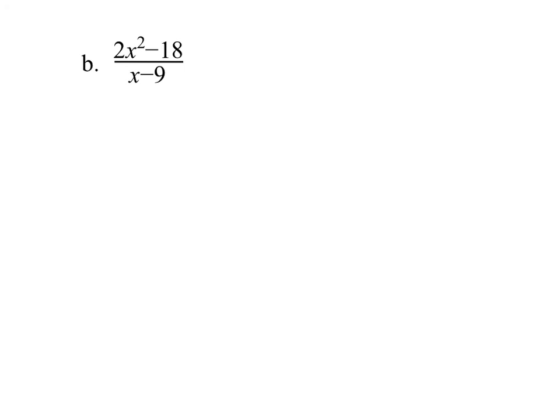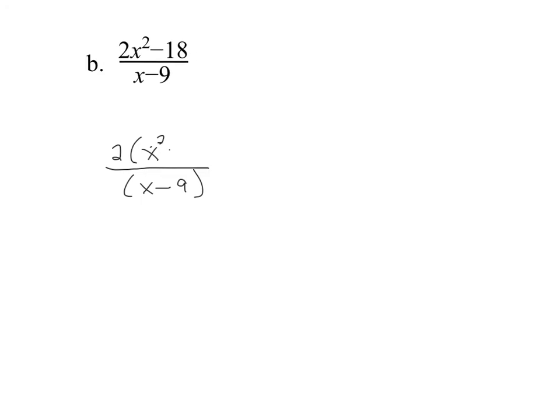Okay, let's look at this one. So the bottom is x minus 9. I don't really see too much that's going to factor out of there, so it's just going to stay as x minus 9. Now the top, I see a 2x squared and an 18. Those are both even, so I can start by taking a 2 out front as a greatest common factor. And that'll leave me x squared minus 9.